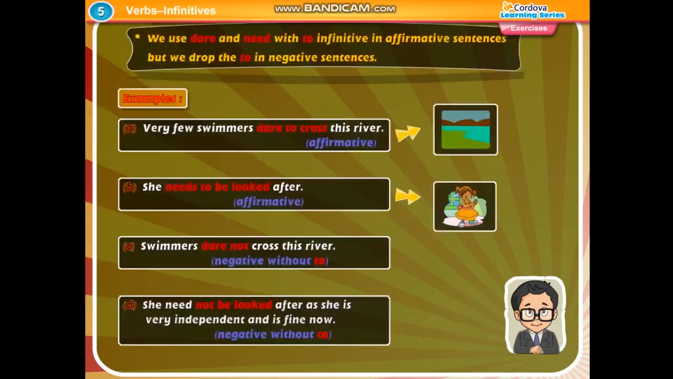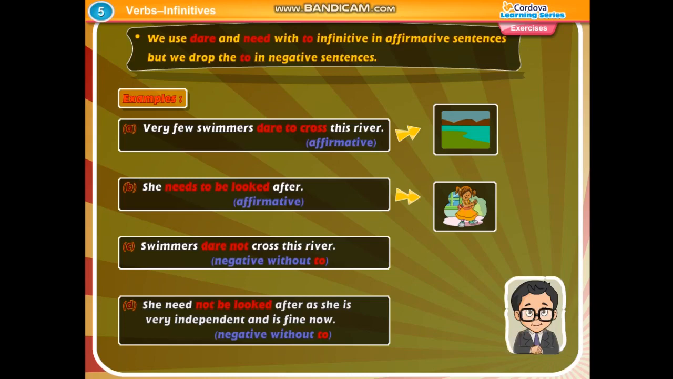We use dare and need with to infinitive in affirmative sentences, but we drop the to in negative sentences. Examples: very few swimmers dare to cross this river. Affirmative: she needs to be looked after. Negative: swimmers dare not cross this river. Negative without to: she need not be looked after as she is very independent and is fine now.